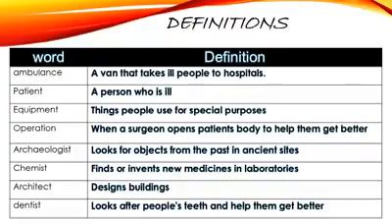Archaeologist. An archaeologist is a person who looks for objects from the past in ancient sites. Chemist. A chemist is a person who finds or invents new medicine in laboratories. Architect. An architect is a person who designs buildings. Dentist. A dentist is a person who looks after people's teeth and helps them get better.